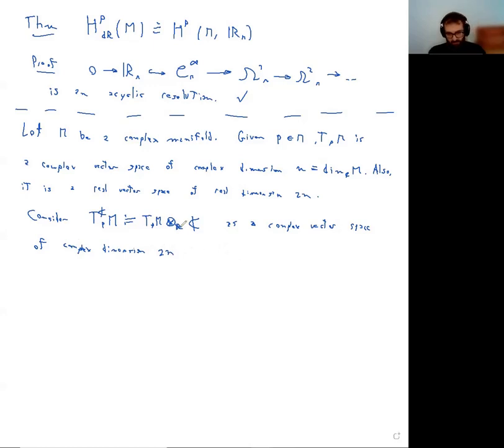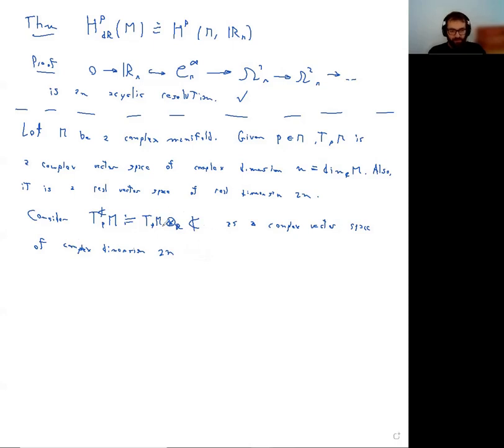And maybe just one small observation. You see here we're tensoring over R. If we were tensoring over C, then it means that we know that this is a complex vector space, and this would just be doing nothing. So tensoring a complex vector space over C with C just does nothing.